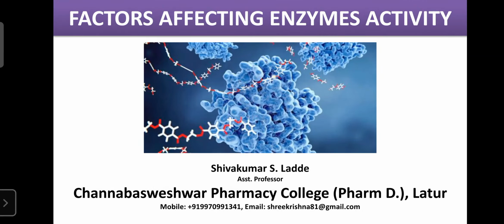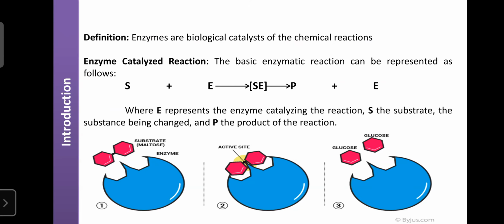So, dear students, today our topic is factors affecting enzyme activity. You already know about enzymes. Enzymes are also known as the biological catalysts of chemical reactions. Without enzymes, those reactions require a lot of time and a lot of energy for the catalysis of the product. But in the presence of an enzyme, the required time decreases, as well as the expenditure of energy. That's why enzymes are known as biological catalysts.